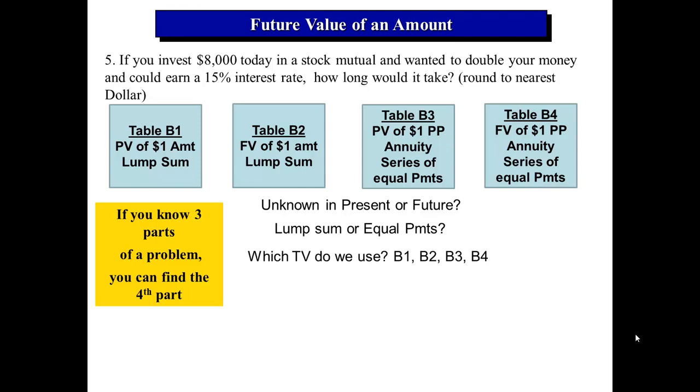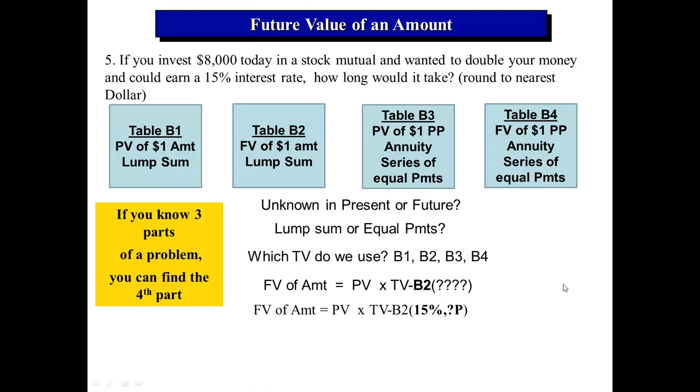And which table are we going to use? We're going to use the same table we used before, which is the future value of an amount, or a single lump sum. And we're going to plug into this table the things that we know. We know the future value, we know the present value, and we know one of the things about the table, which is 15%. So 16,000 equals 8,000 times something. Well, 16,000 equals 8,000 times 2. Again, the table value is 2.